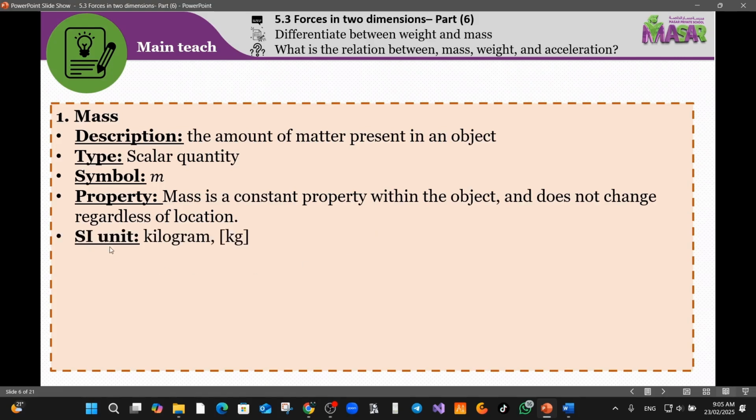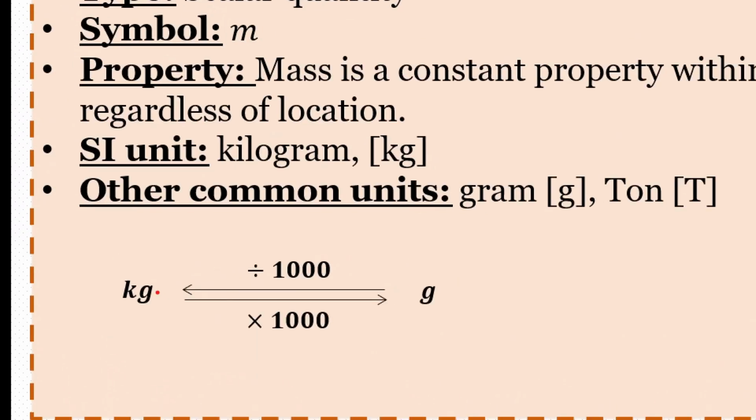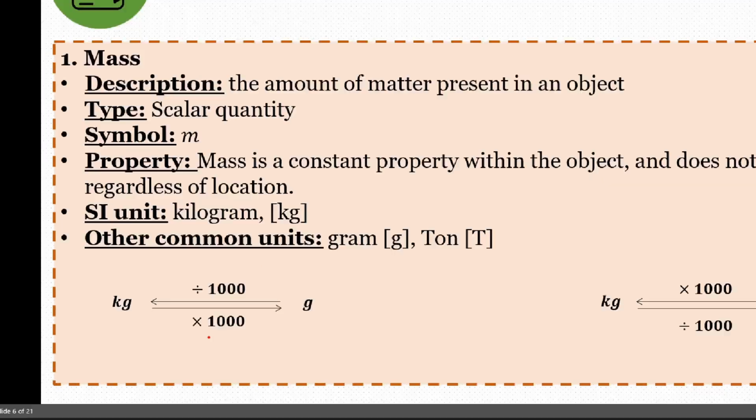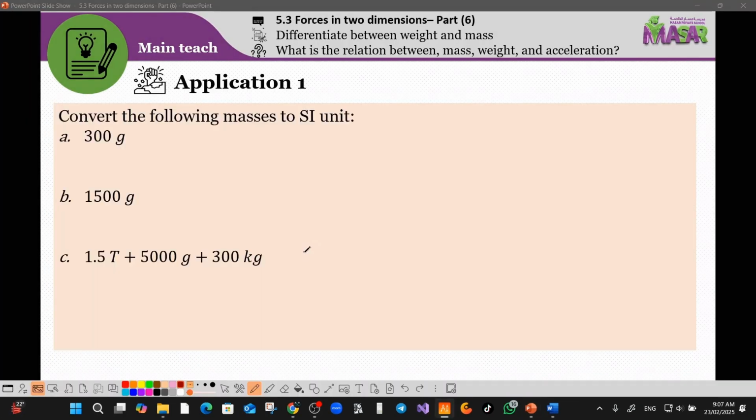Now the SI unit of mass is the kilogram, kg. The other common units are gram, g, and ton, t. The conversion factors for each of these two units into the SI unit are given by this relationship. From gram to kilogram, we divide by 1,000, and from kilogram to gram, we multiply by 1,000. From ton to kilogram, we multiply by 1,000, and from kilogram to ton, we divide by 1,000.